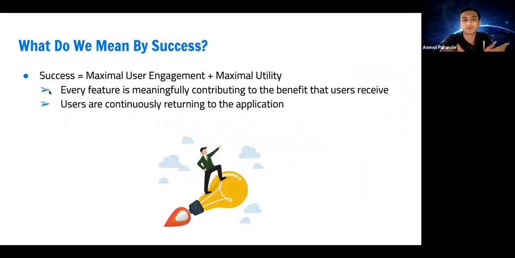In this case, I'm taking success to mean maximal user engagement and maximal utility, meaning that every feature of the application is actually contributing to the benefit that the users receive in some manner. Nothing is going unused, and no feature is just there for the sake of being there. It's actually providing a benefit to the user. And then also in terms of engagement, that users are continuously returning to the application, and it's not just a one and done thing.